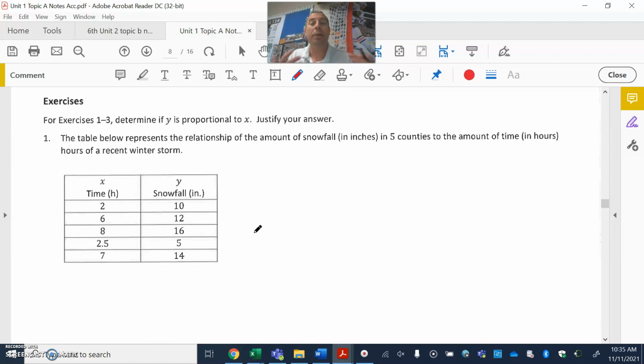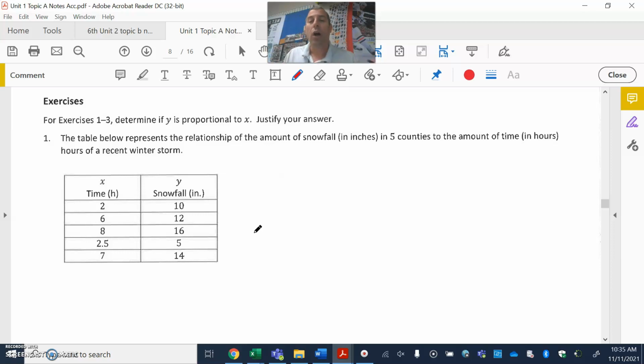All right. Determine if y is proportional to x. Justify your answer there. Make sure you just don't say yes or no and move on. So, the table below represents the relationship of the amount of snowfall in inches in 5 counties to the amount of time in hours of a recent winter storm.